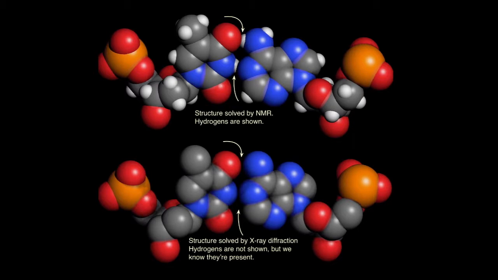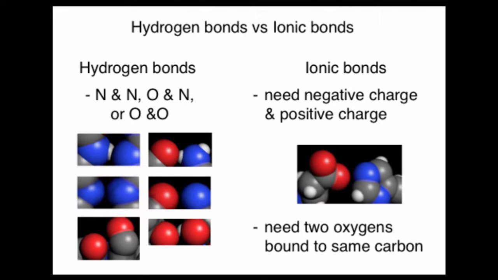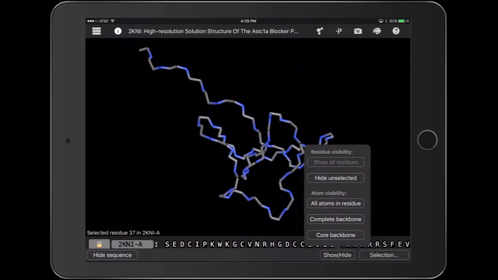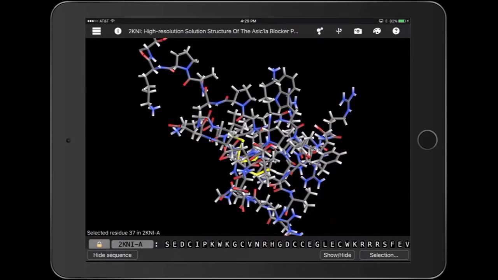Sometimes this can be a little bit confusing because some students can get hydrogen bonds mixed up with ionic bonds. To clarify this, hydrogen bonds, remember, occur when a hydrogen is shared between an oxygen and nitrogen, or two oxygens, or two nitrogens. Ionic bonds, however, only occur when the oxygen has a negative charge and the nitrogen has a positive charge. Now we're going to look for a hydrogen bond in the structure.